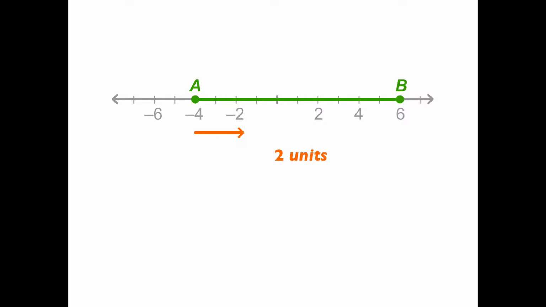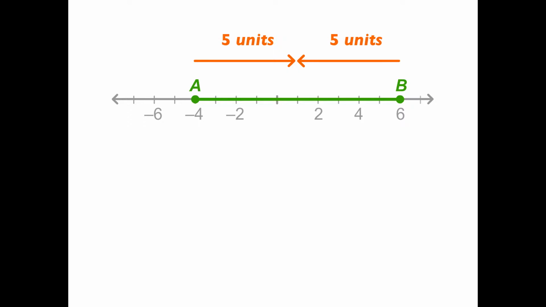The distance between the endpoints is 10 units, so the midpoint must be 5 units, or half of 10, from each endpoint. The midpoint M has a coordinate at 1. Now let's find the midpoint another way. Calculate the average of the coordinates for A and B: -4 plus 6 divided by 2, or 2 over 2, or 1. The average between two values is the number that lies halfway between them.